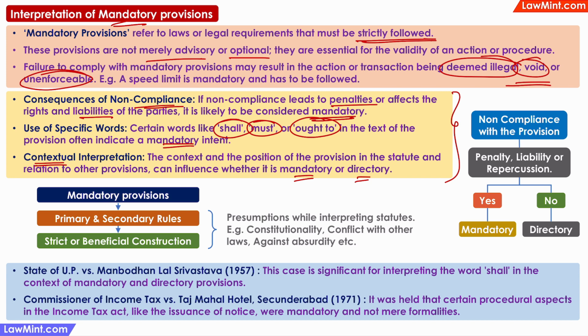The process of interpretation of mandatory statutes, as usual, starts with the application of the usual primary and secondary rules. And depending on the purpose or the nature of the statute, either strict or beneficial construction is followed. And in every step of the interpretation process, we should validate the interpretation against the presumptions, such as the presumption that the legislature would not have made unconstitutional laws or intentionally created absurd laws.